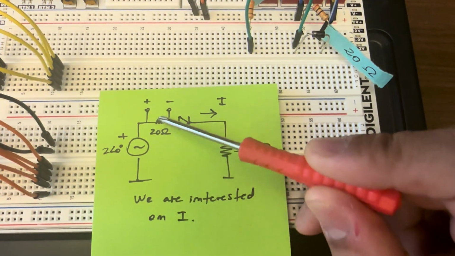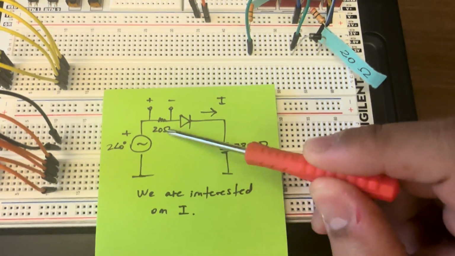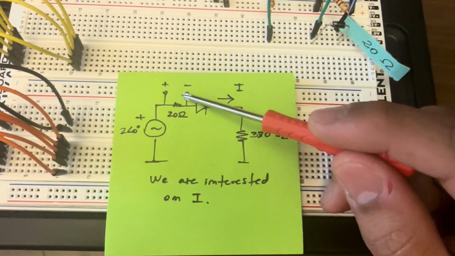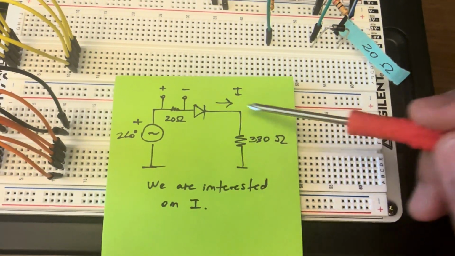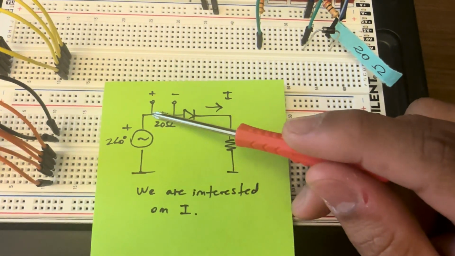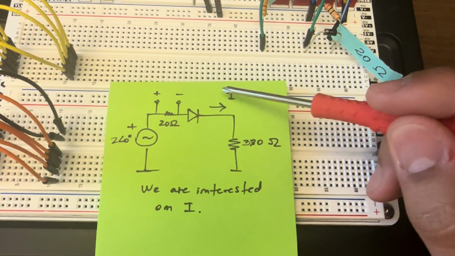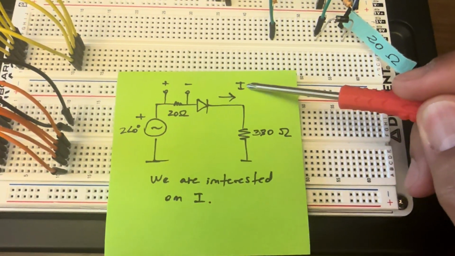And we're going to add this 20 ohm resistor like you're doing on your labs. It can be 20 or 10 or whatever value, it's small compared to the load, just to measure voltage across this resistor divided by this value. It's going to give us this current.